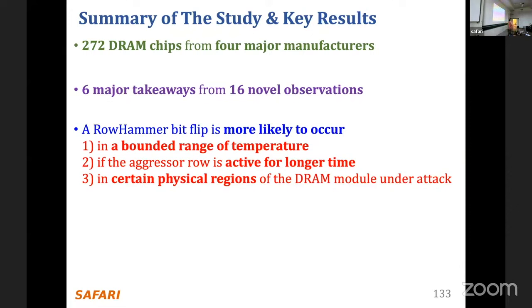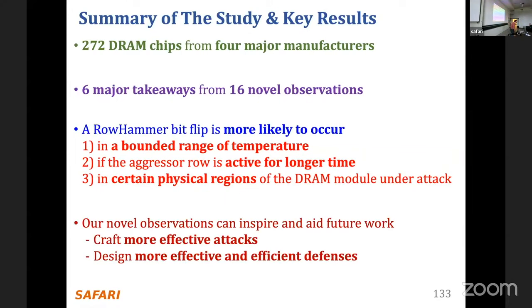Basically, we don't quite fully understand the relationship between temperature and vulnerability to RowHammer, because it seems to be very, very cell-specific. But it happens at a bounded range of temperature, and the bounded range is different for different cells, essentially. So there needs to be more here. Second, if the aggressor row is kept active longer, this leads to more bit flips, and there's more to do in this area. And certain physical regions of DRAM are a lot more vulnerable than other physical regions. So all of these can be used by the attacker or the defender.